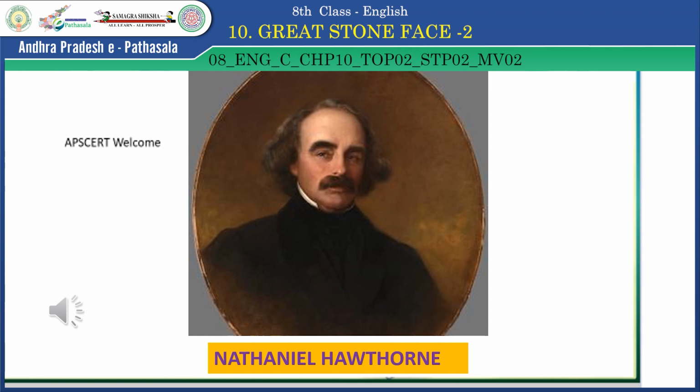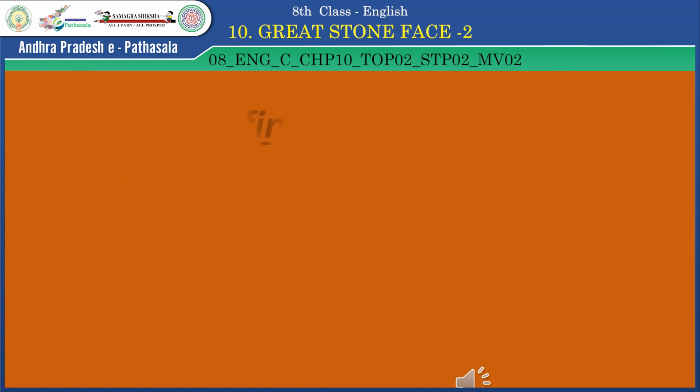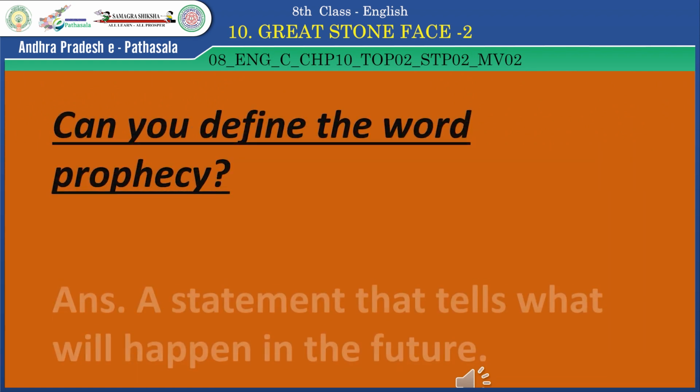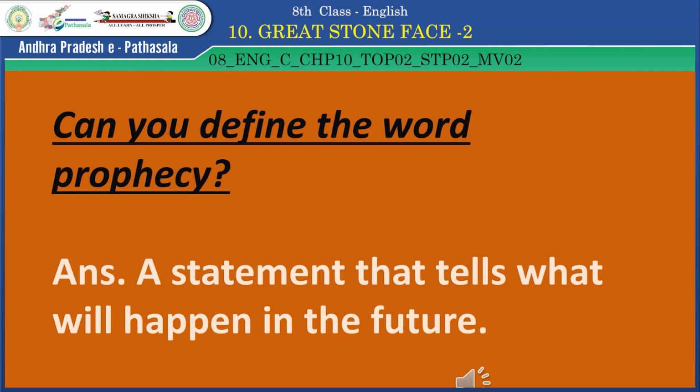Dear children, we learnt about this man in the first part of the lesson, The Great Stone Face 1. Do you remember? Yes, he is Nathaniel Hawthorne, an American novelist and short story writer. Okay, shall we move on? Children, can you define the word prophecy? Yes. The answer is a statement that tells what will happen in the future. Very good. We will move on to reading comprehension. Get ready.